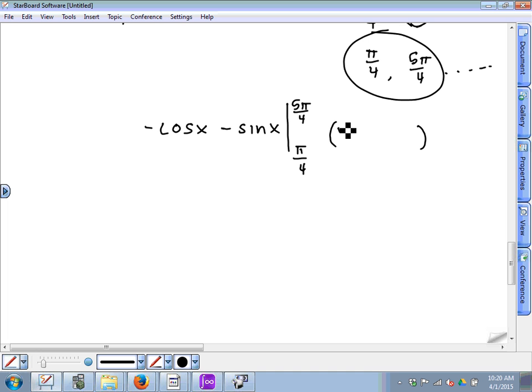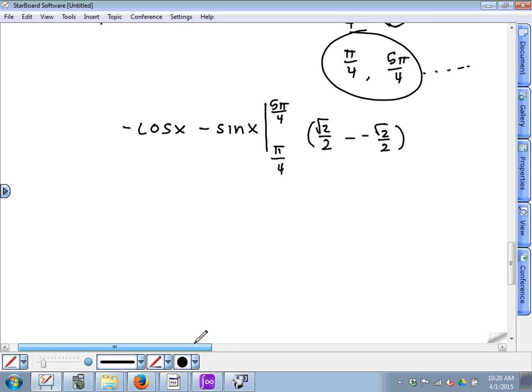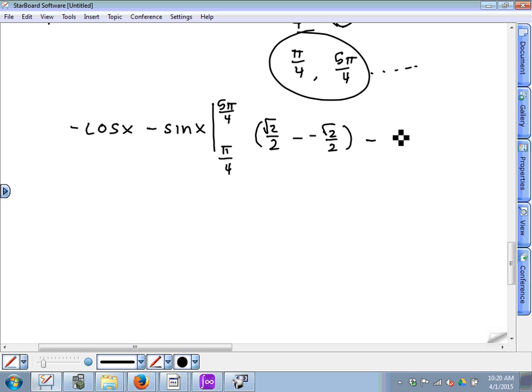So wouldn't that be positive? Yeah. Square root 2 over 2 minus negative square root 2 over 2. So that'd be 2 square root of 2 over 2, which is square root of 2 there.